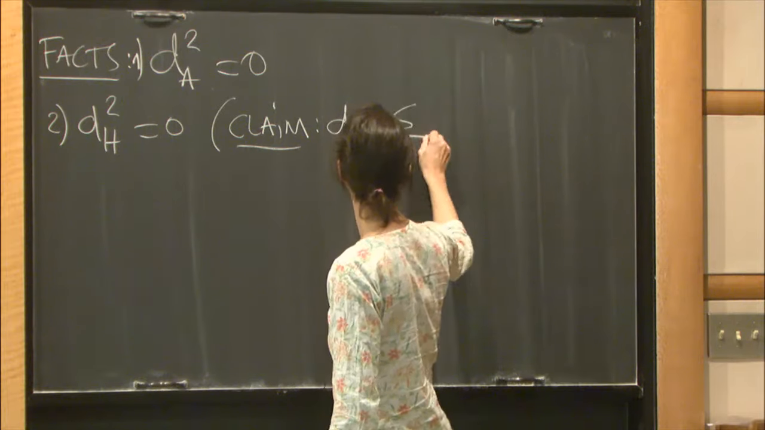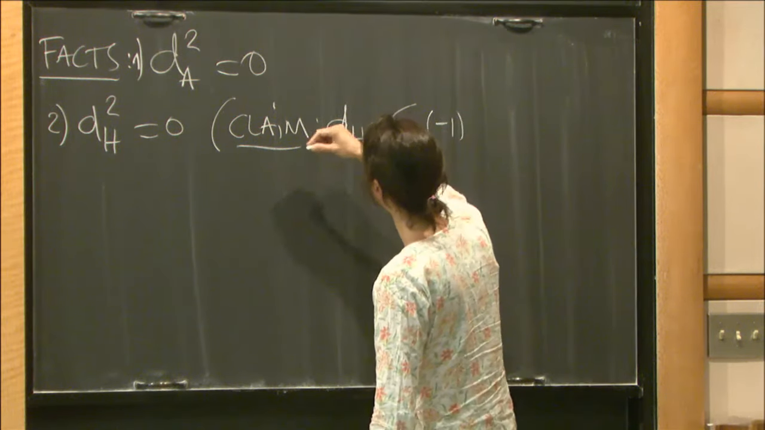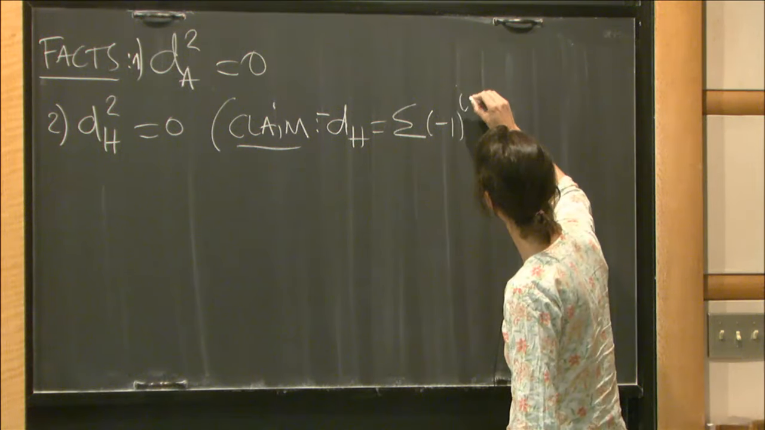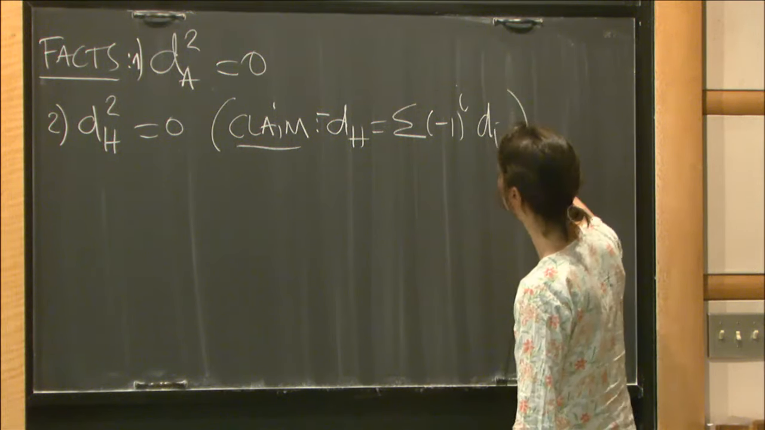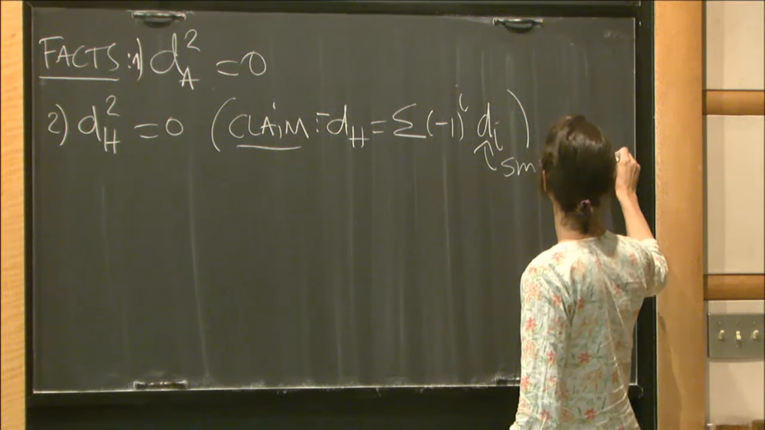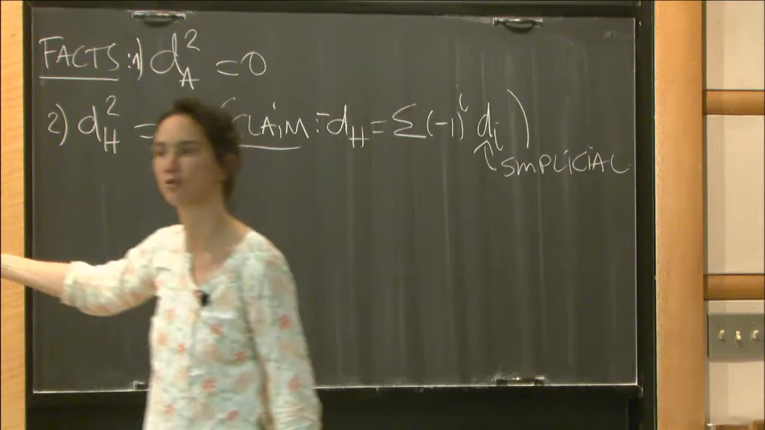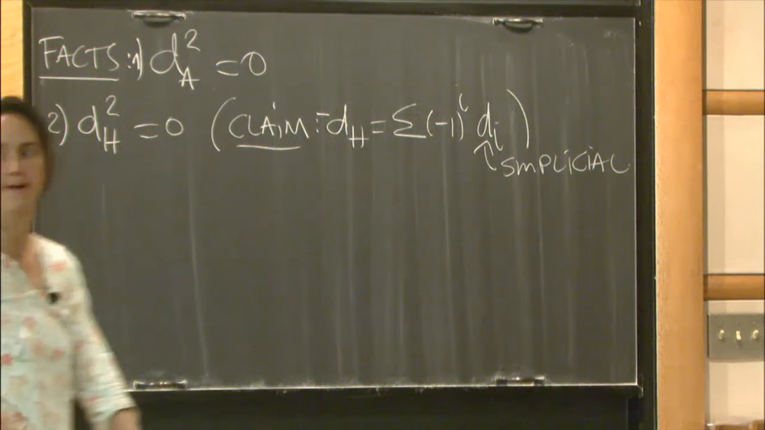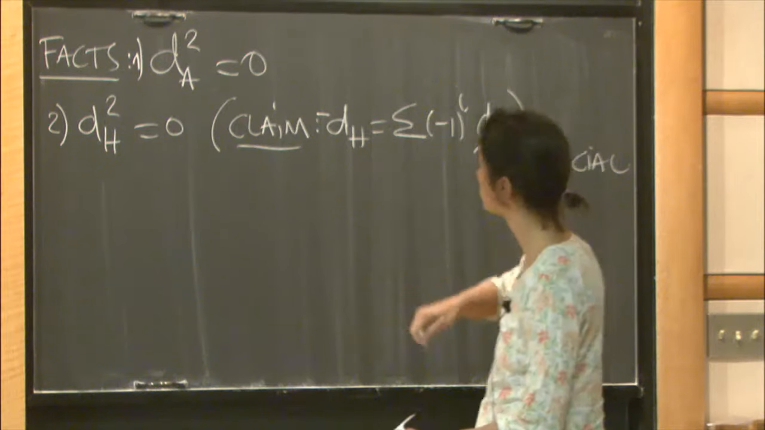d_H is a sum, actually I put an extra minus sign, so minus d_H is a sum of (-1)^i d_i. And these are simplicial. They verify the simplicial identities. It looks quite a bit like things we've seen. They satisfy the simplicial identities, and therefore they square to 0. You did the exercise yesterday. So d_H squared is also 0.